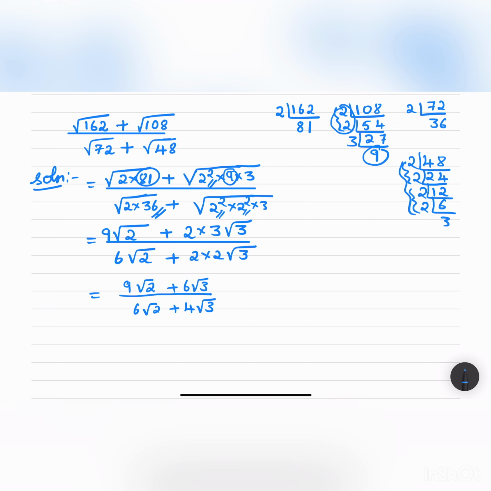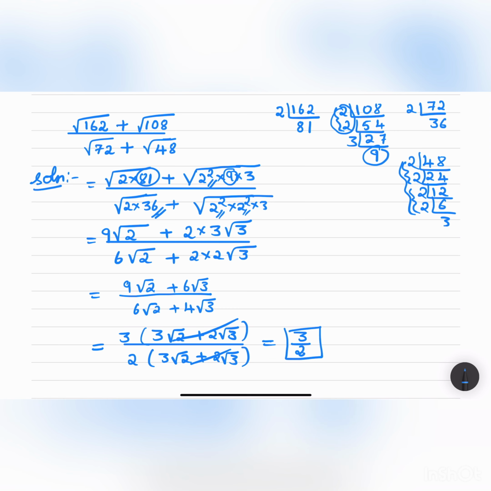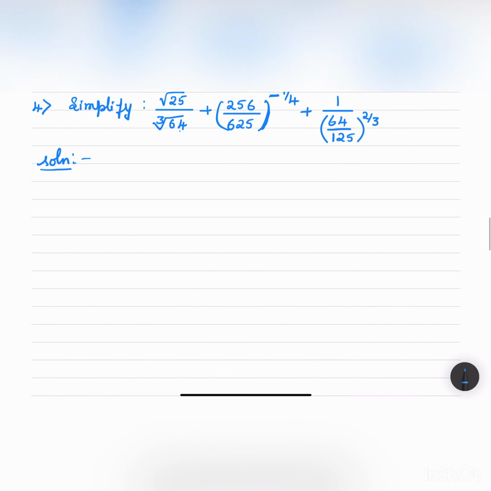If we observe root 2 and root 3, is it possible to cancel the numerator and denominator? It is possible. If you take the common factor from 9 and 6, 3 is the common factor, and left inside the bracket is 3 root 2 plus 2 root 3, divided by, and we have 6 and 4, so 2 is the common factor, 3 root 2 plus 2 root 3. This numerator 3 root 2 plus 2 root 3 cancels with the denominator, and the answer is 3 by 2. Let us go for the next question.